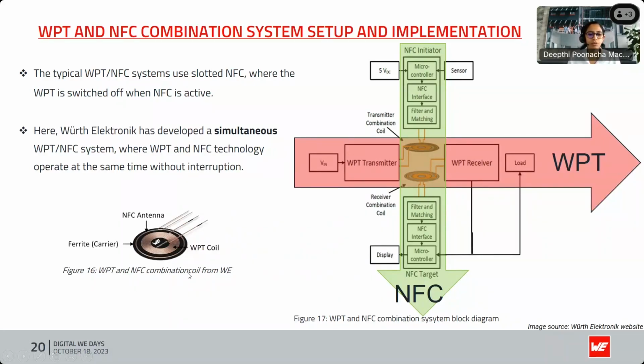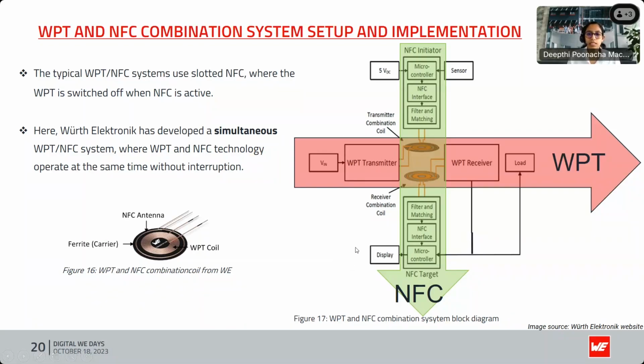In figure 16, you can see an example of our combination coil where the ferrite is the carrier, the WPT coil is the Litz wire that you can see very commonly in all of our coils, and the copper wire surrounding this Litz wire is the NFC antenna, which is used for NFC communication.